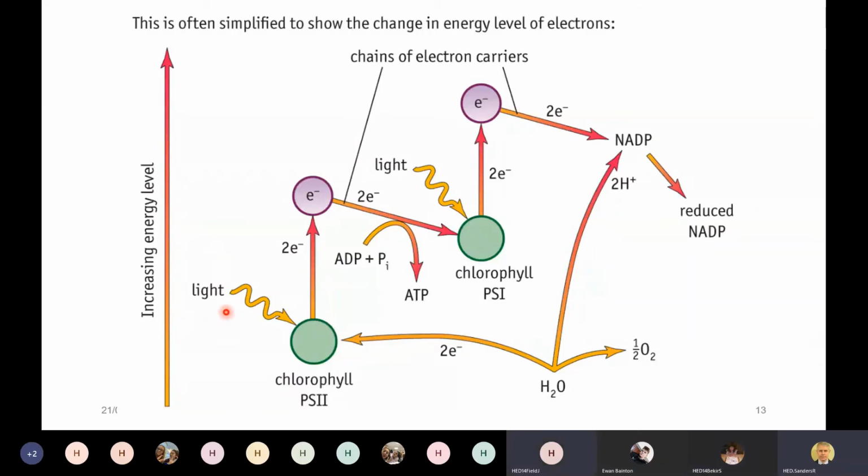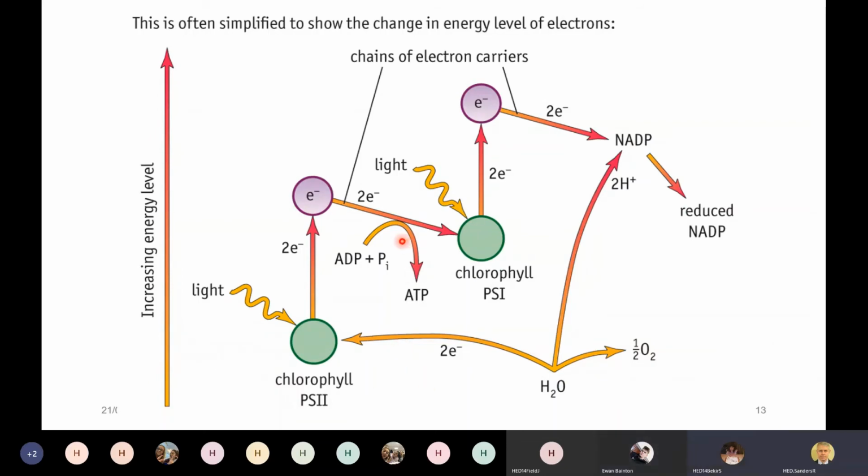So we're starting here with PS2, absorbing light. Electrons are excited. They move down the electron transport chain here, and ADP and an inorganic phosphate are built up into ATP. The electrons end up in PS1. Electrons there are excited by light. They move down the electron transport chain and are taken up by NADP with hydrogen ions, and that produces reduced NADP. Water down at the bottom, oxygen's given off, and the electrons replace those from PS2.